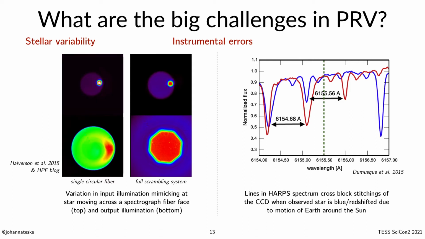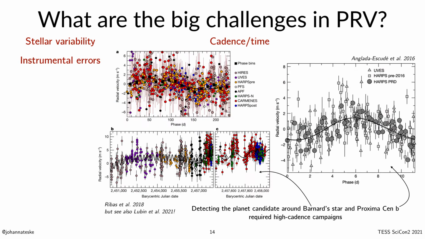This is a plot from one of Xavier's papers looking at how lines in the HARPS spectrum, this is a different, HARPS-South spectrograph, behave as the star is blue or redshifted due to the motion of Earth around the sun. These lines cross block stitchings of the CCD and can influence the RVs, introducing systematic errors.